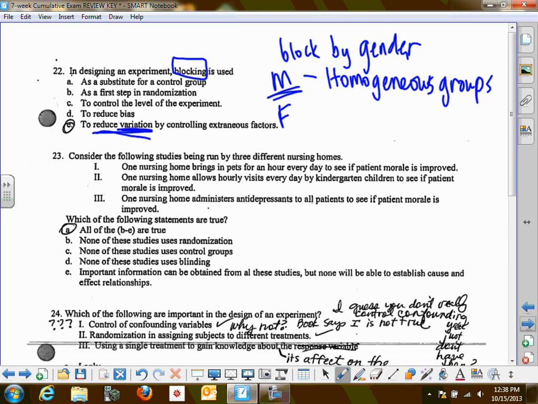I thought it's 6 out of 4. Control the level. I don't know what that is. The level of the experiment. I thought it sounded good. Okay. All right. Well, reducing variation is what it does because we're making homogeneous groups. To control, because then it controls the fact that gender might affect the way the medicine works. Okay, that's what you're doing, controlling extraneous factors.